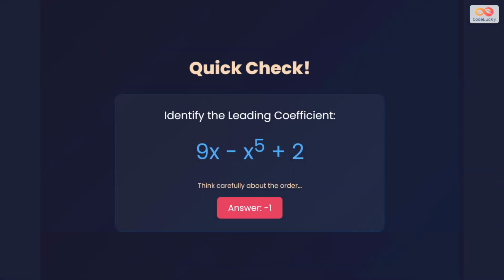Try this one yourself. Look at 9x minus x to the fifth plus 2. Which is the highest power? It is 5. That makes the leading term negative x to the fifth. So, the leading coefficient is negative 1.